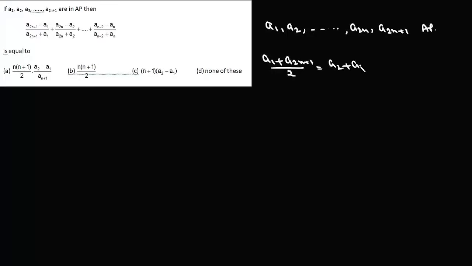Now here the question is, if A1, A2, A3, ..., A2n plus 1 are in AP, then we need to simplify this series. Now we know that if A1, A2, ..., A2n, A2n plus 1 are in AP, then in that case A1 plus A2n plus 1 by 2 is equal to A2 plus A2n by 2. That is, the arithmetic mean of terms equidistant from the beginning and end are all equal.